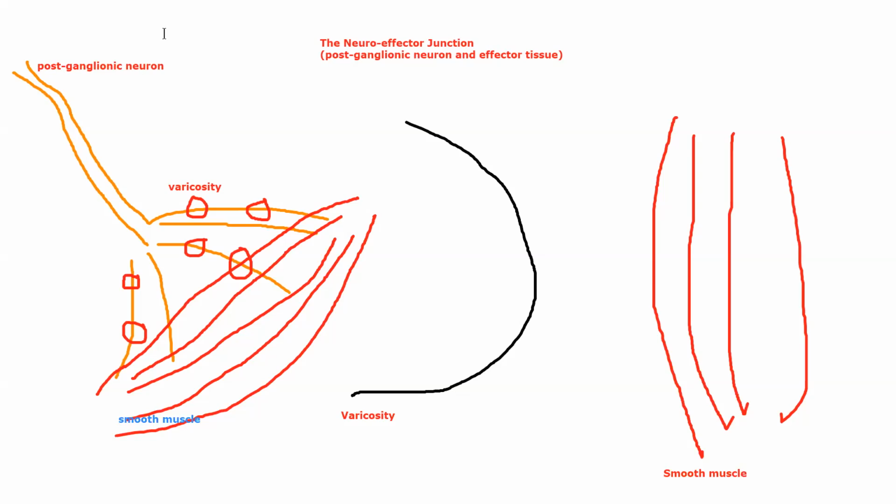And we know that an action potential is traveling down the length of this neuron in this direction. Right, this is our action potential. And that's step one. Right, so the action potential travels down the neuron.